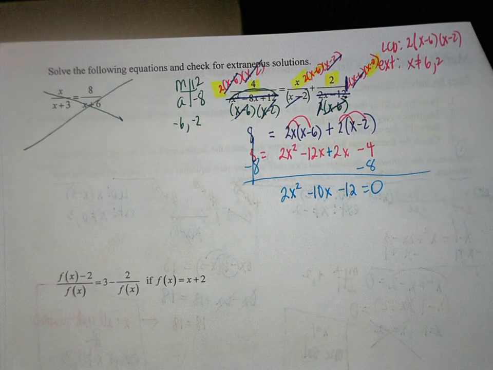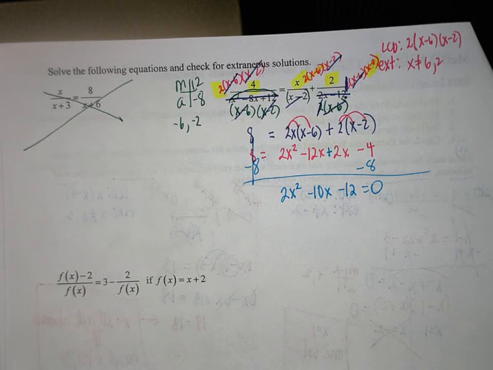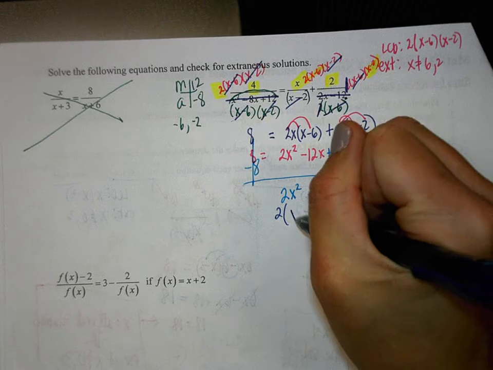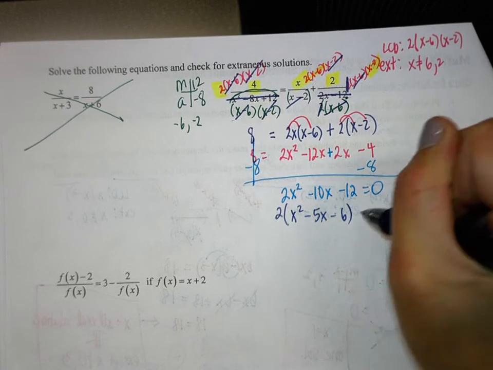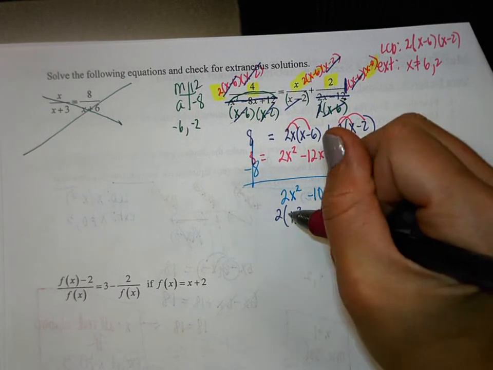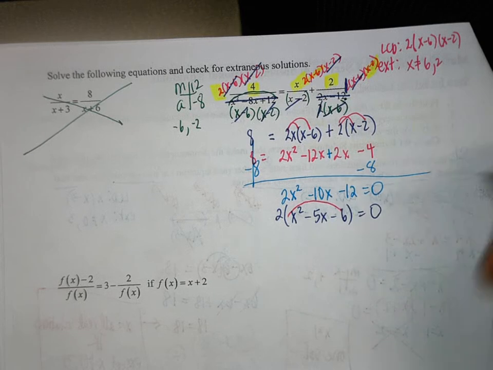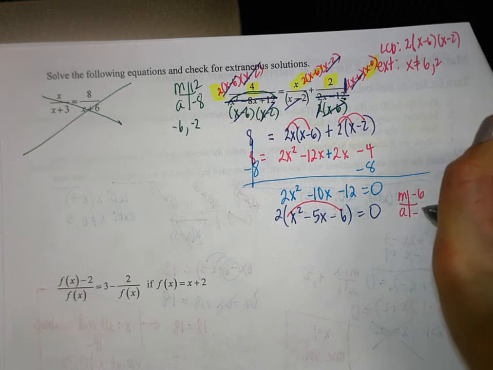So you always check for GCF first. So that's going to make things a lot easier, and so we can factor out 2. And we have x squared minus 5x minus 6 equals 0. Next, after that, then we'll do our trinomial factoring, where we check for our multiplication number and our adding number. So my multiplying number is negative 6. My adding number is negative 5.